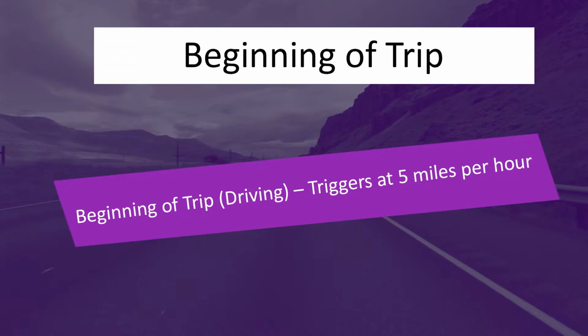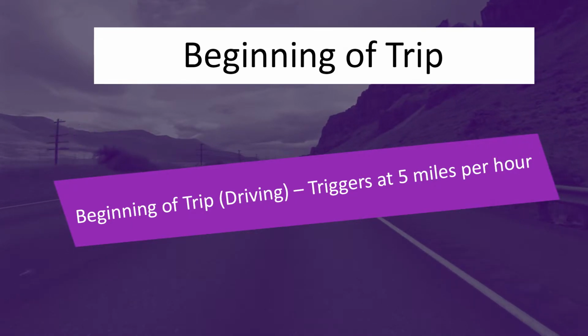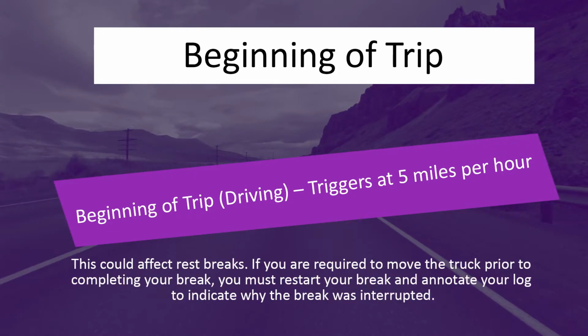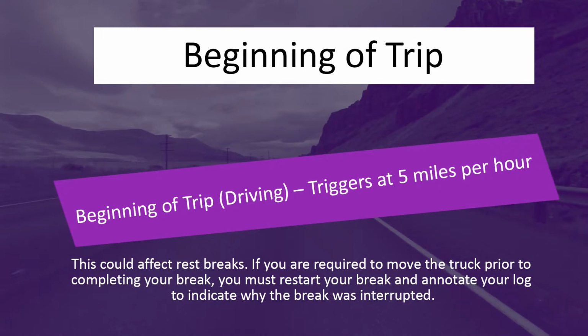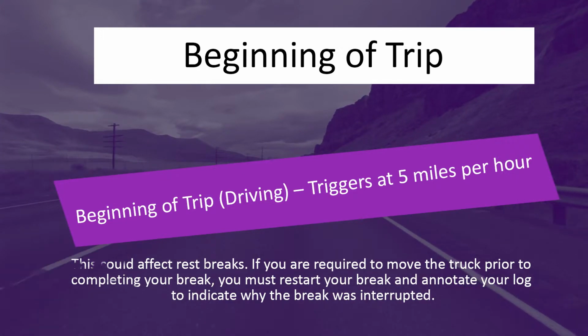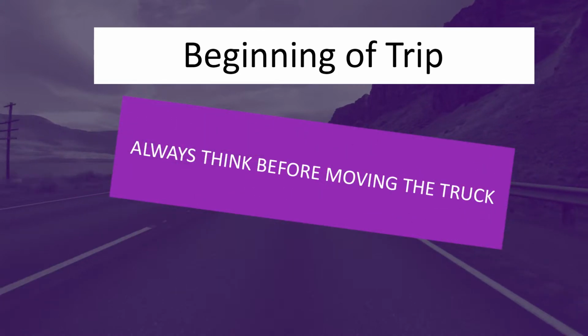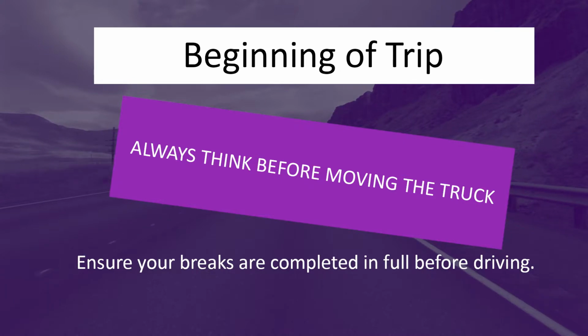The beginning of a trip driving triggers at 5 miles per hour, period. There's no distance or time parameters. This could affect rest breaks. If you are required to move the truck prior to completing your break, you must restart your break and annotate your log to indicate why the break was interrupted. Always think before moving the truck. Ensure your breaks are completed in full before driving.